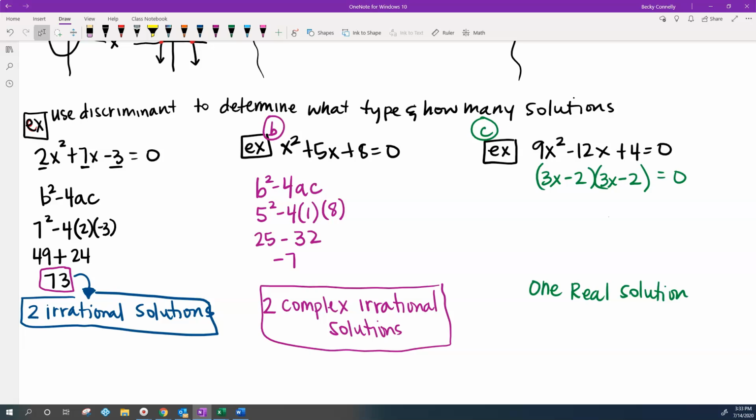So hopefully that was a little bit helpful there. Questions about the discriminant?